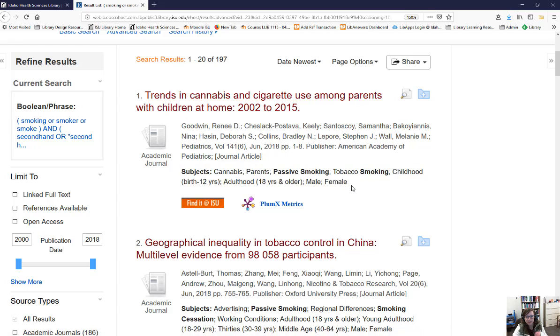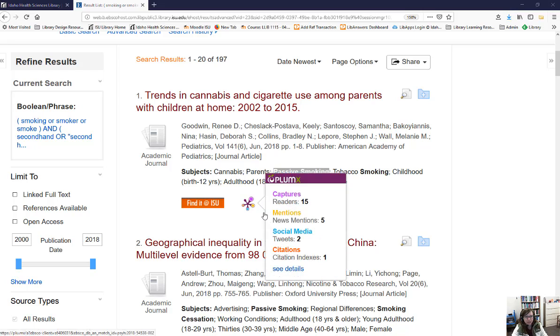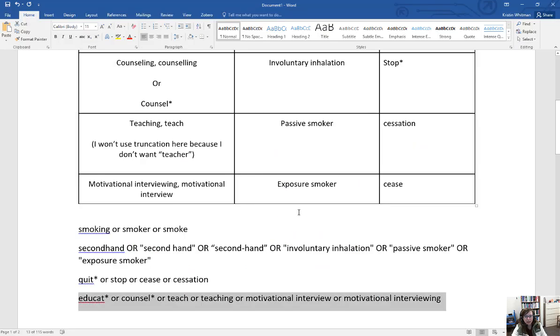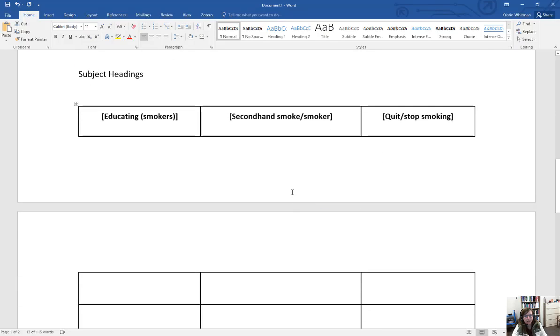In a library database, most records will be shown with the title, with the bibliographic information, who wrote it, where it was published, but also what subjects were assigned to this record to show what the record is really about. And even though this record is not perfectly related, I can see here that passive smoking is a subject term in the PsycInfo database. And so what I'm going to do, because this is important, is copy this. I'm going to press Control-C, copy it, and then I am going to put passive smoking.